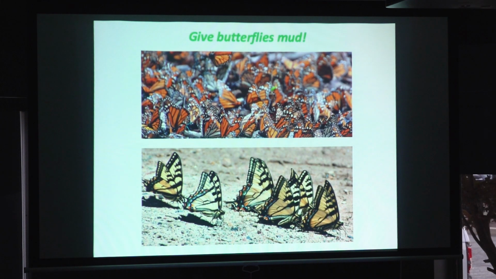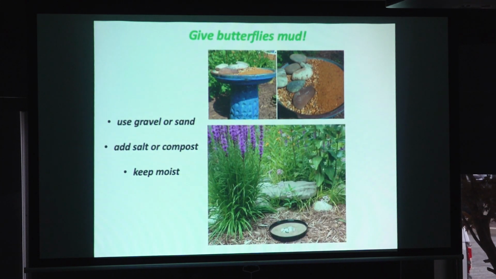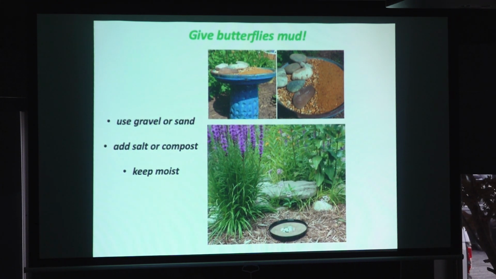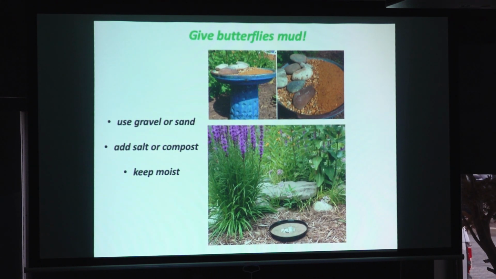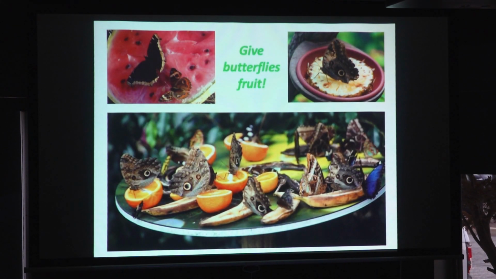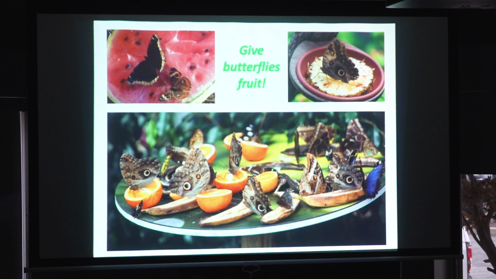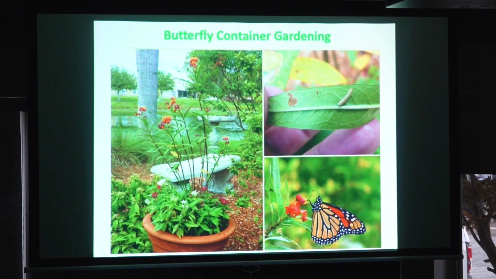Male butterflies need mud, and they can get it from a repurposed bird bath. If you put salt or compost in there with the gravel and sand and keep it moist, then butterflies of some species at any rate, the males and females, will often come visit. Rotting bananas and other fruit work too. They don't mind that it's rotting.